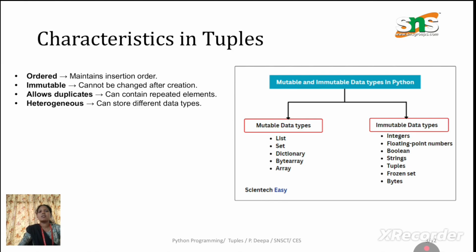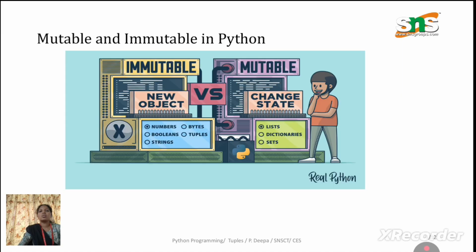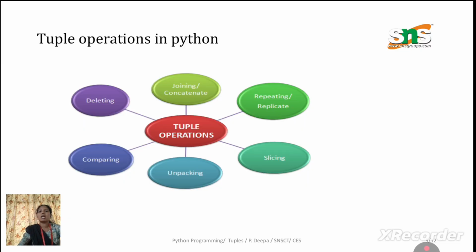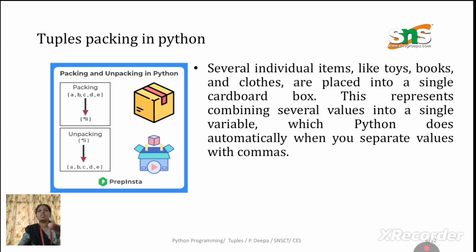So the characteristics of tuples are: ordered, immutable, allows duplicates, and heterogeneous. Mutable and immutable data types create new objects of the data type. The mutable can change, but the immutable cannot be changed. It is static values only. The mutable operations include deleting, slicing, packing, joining or concatenation, and replacing. Nothing can be added in the tuple. These are all the mutable functions.